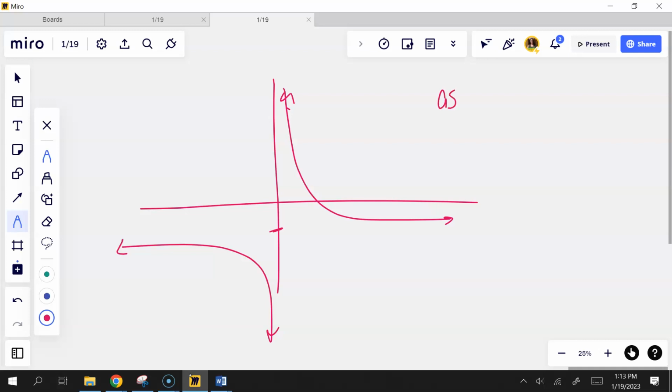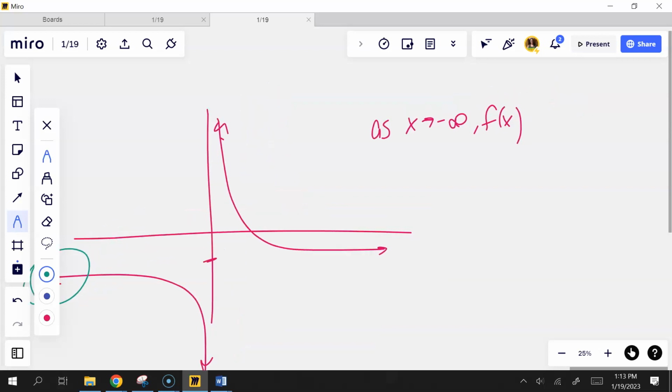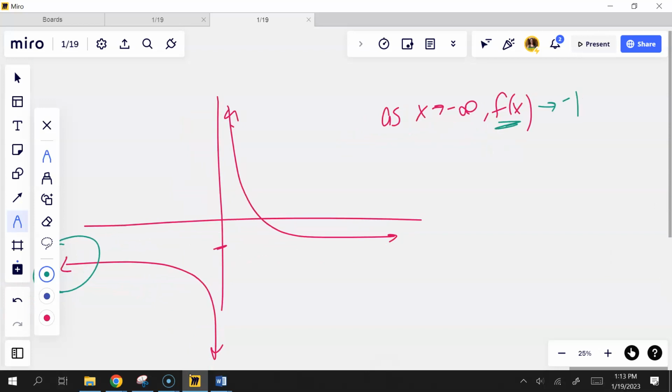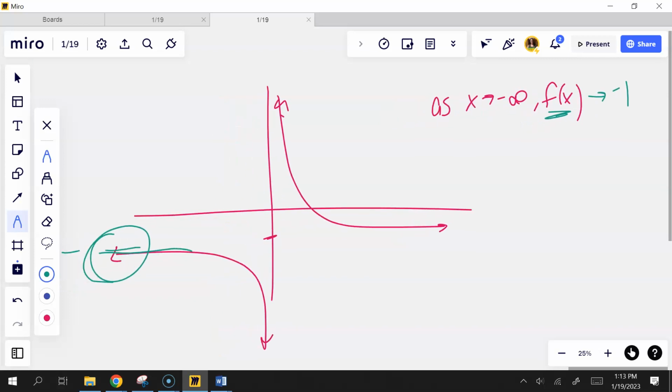So now as x approaches negative infinity, so the left side, I think your paper does positive infinity first, it doesn't matter. The left side, it's not going up or down. It's not approaching an infinity anymore. What's it approaching? It's getting closer and closer to what value? -1. The y value is getting closer and closer to -1, right? Because it's approaching this asymptote. And then on the other side, same thing as x approaches infinity.